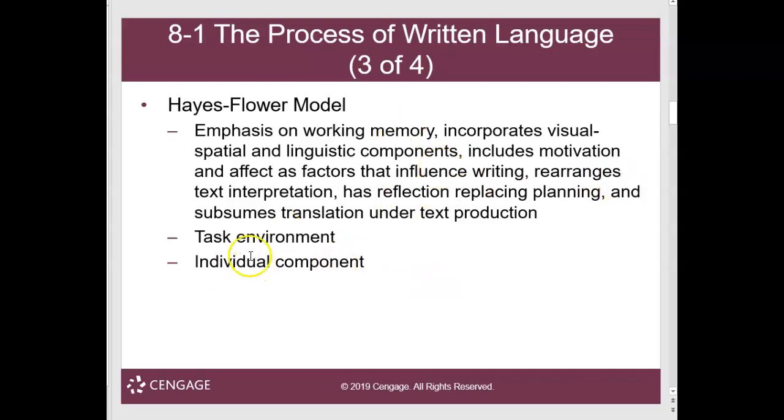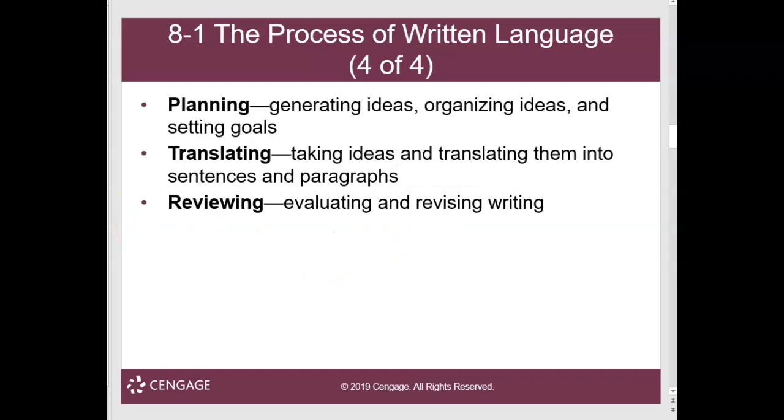Okay, and we also want to think about the task, the environment, and the individual component. So going back to the process, again, remember the process approach is a product generated in stages that include planning, drafting, revising, editing, and sharing, publishing. So planning is generating ideas, organizing ideas, setting goals. Translating is taking ideas and translating them into sentences and paragraphs. And reviewing is evaluating and revising writing.